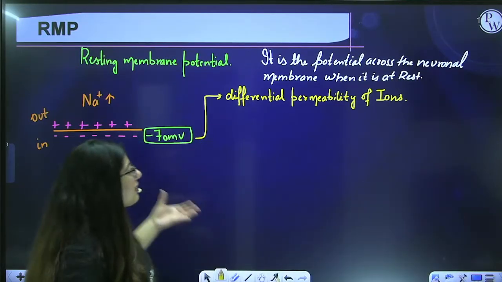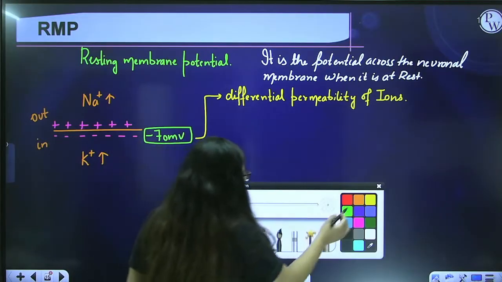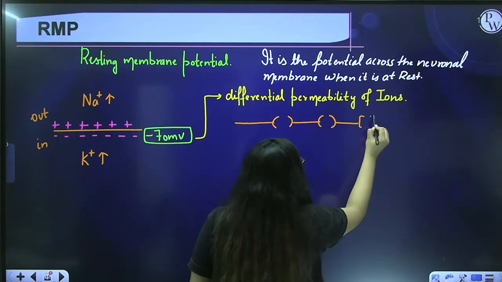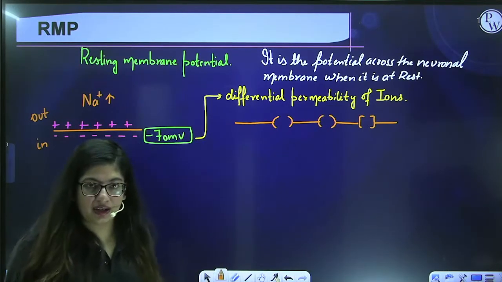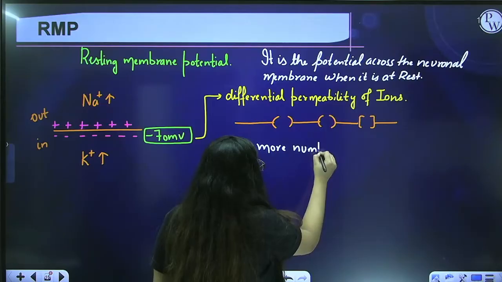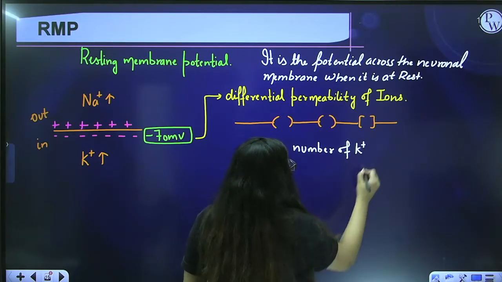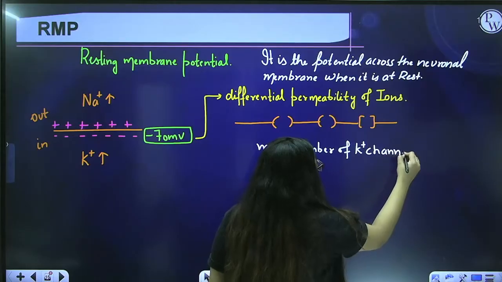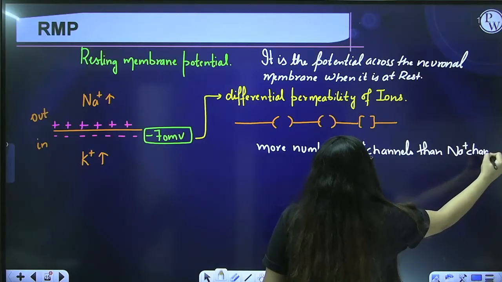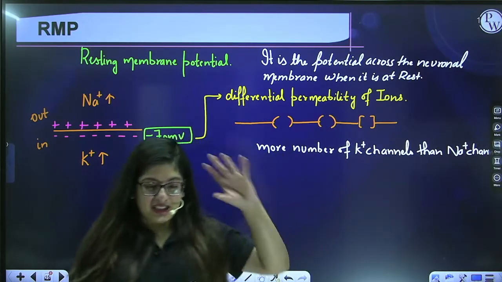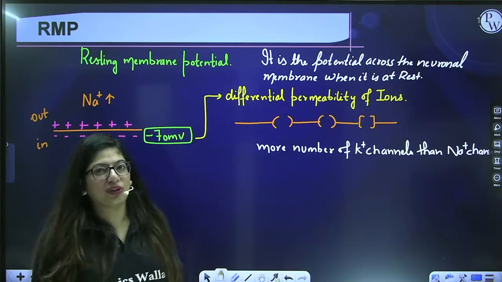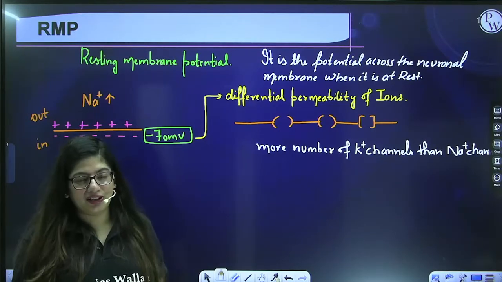Fine. So why does this happen? For example, if I say this is a cell membrane, it has more number of potassium ion channels than sodium ion channels. If there are more potassium ion channels than sodium ion channels, then what will happen? Just think, have some brainstorming. Just use it, otherwise it will go bad, you know.